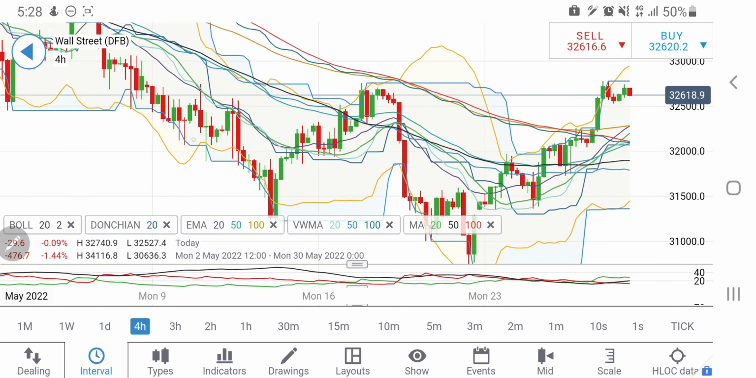Now look at the 4-hour charts here. So this is the rally, see this is also narrowing in nature.